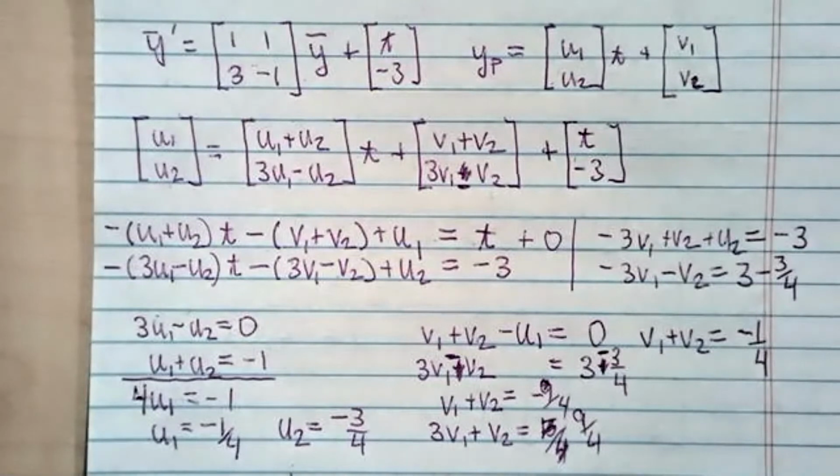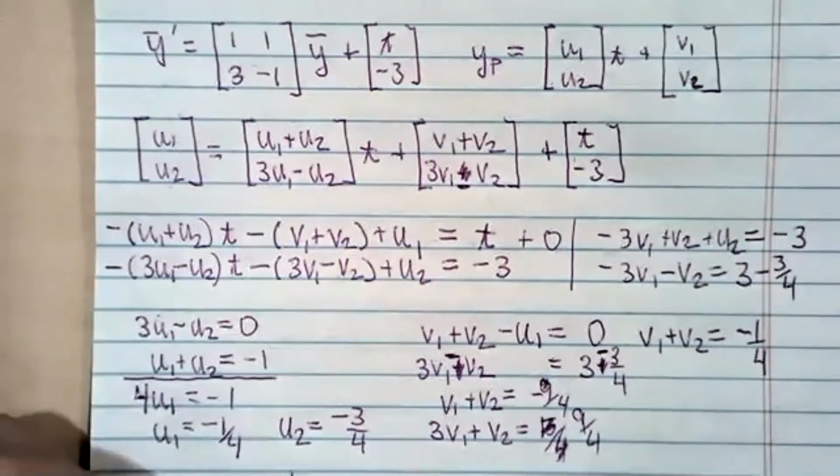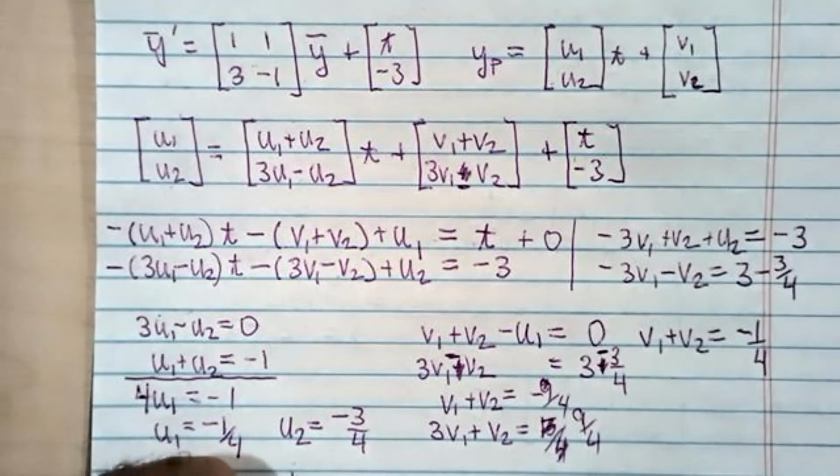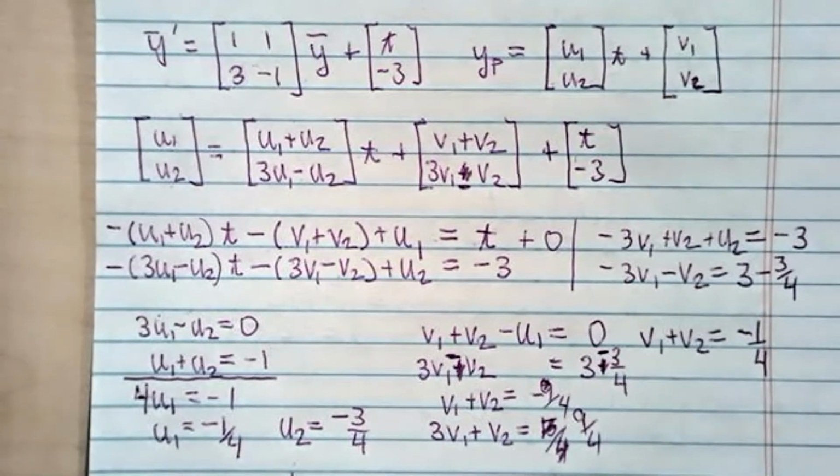Well, I guess similar to what we've done before. How about if we subtract this equation from this one? Then we'd have 3v1 minus v1 would be 2v1. This one minus this one is 0. 9/4 minus a minus 1/4, 10/4, which is 5/2. So 2v1 equals 5/2, v1 equals 5/4.